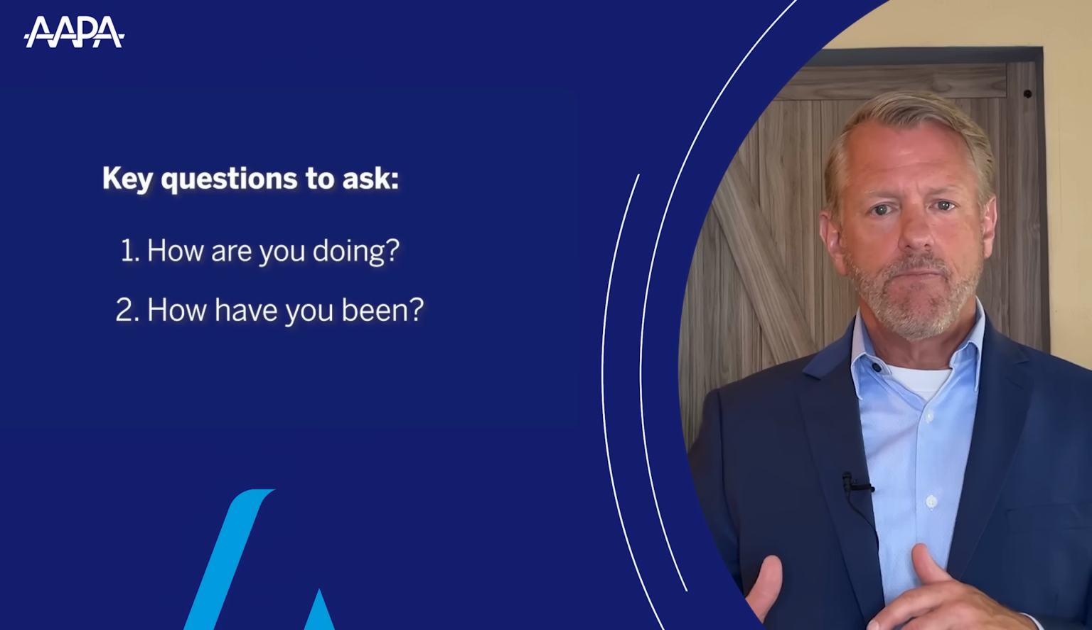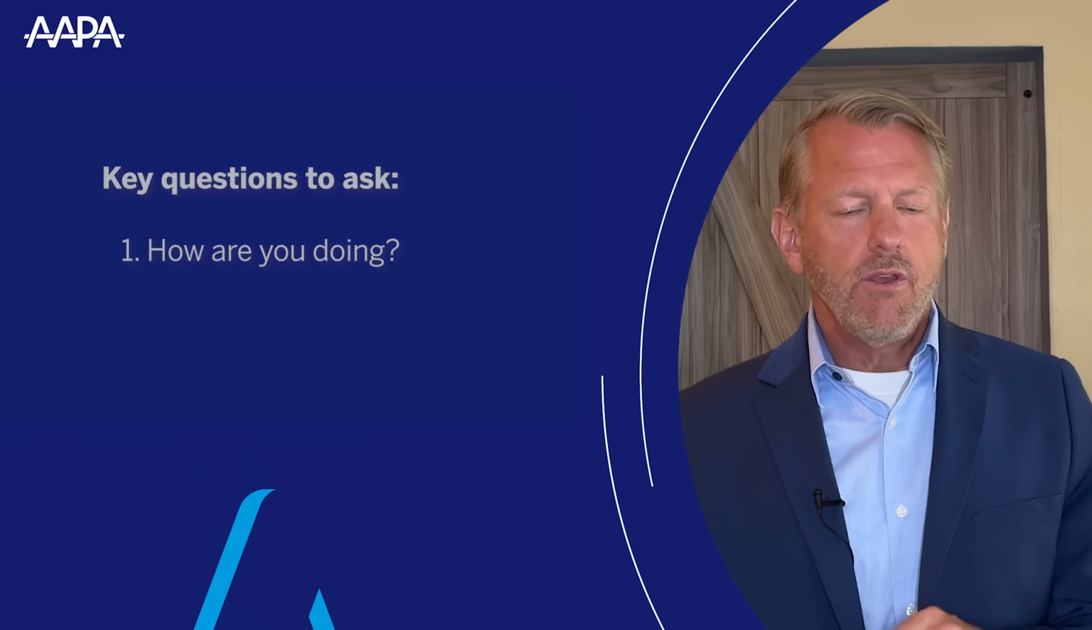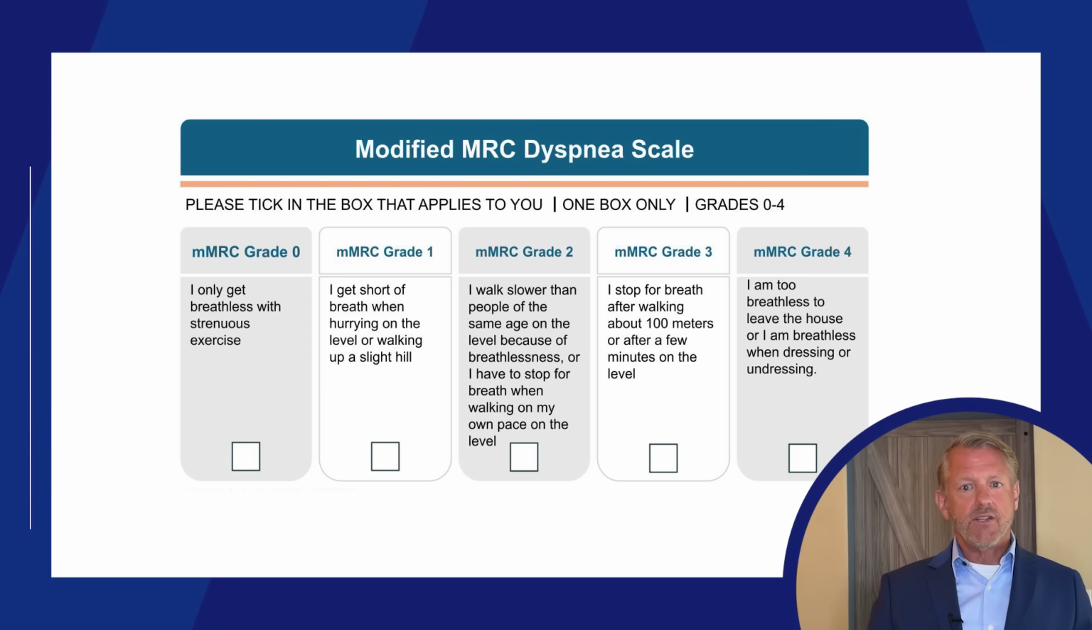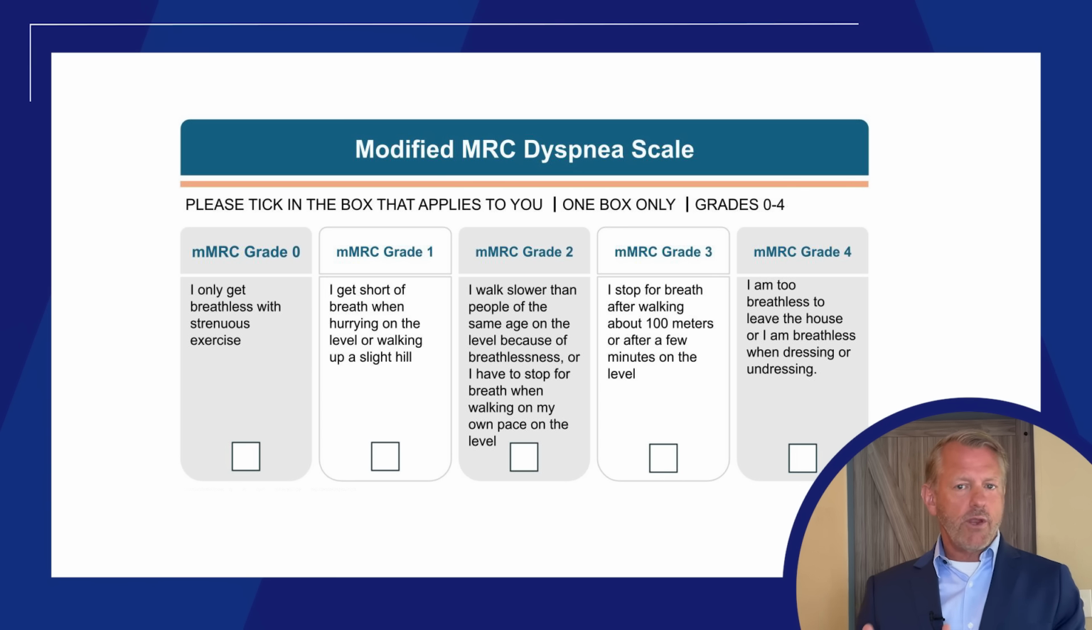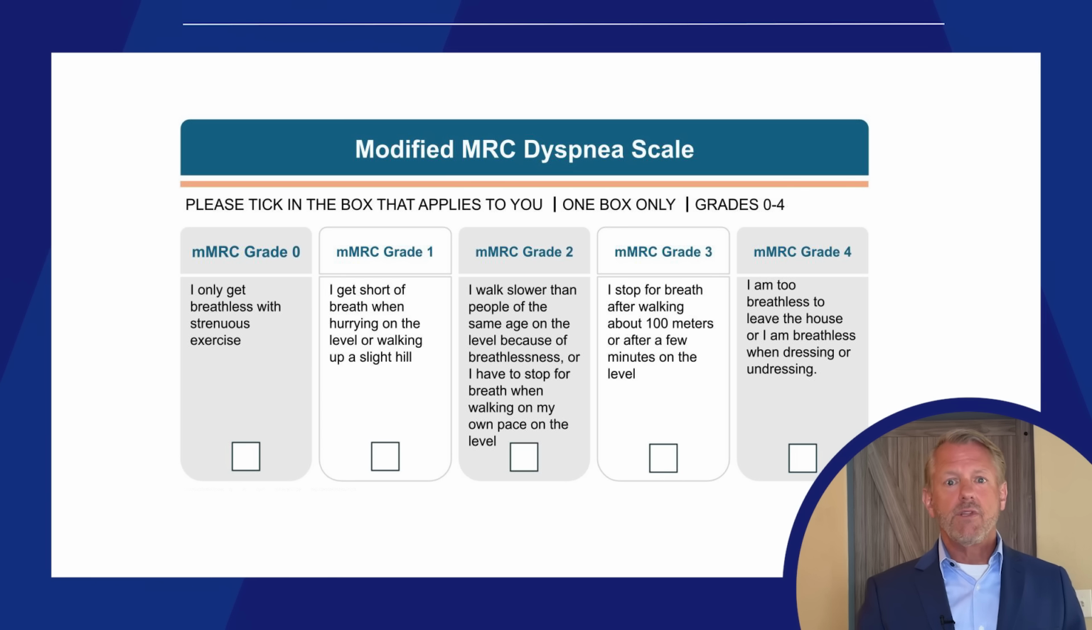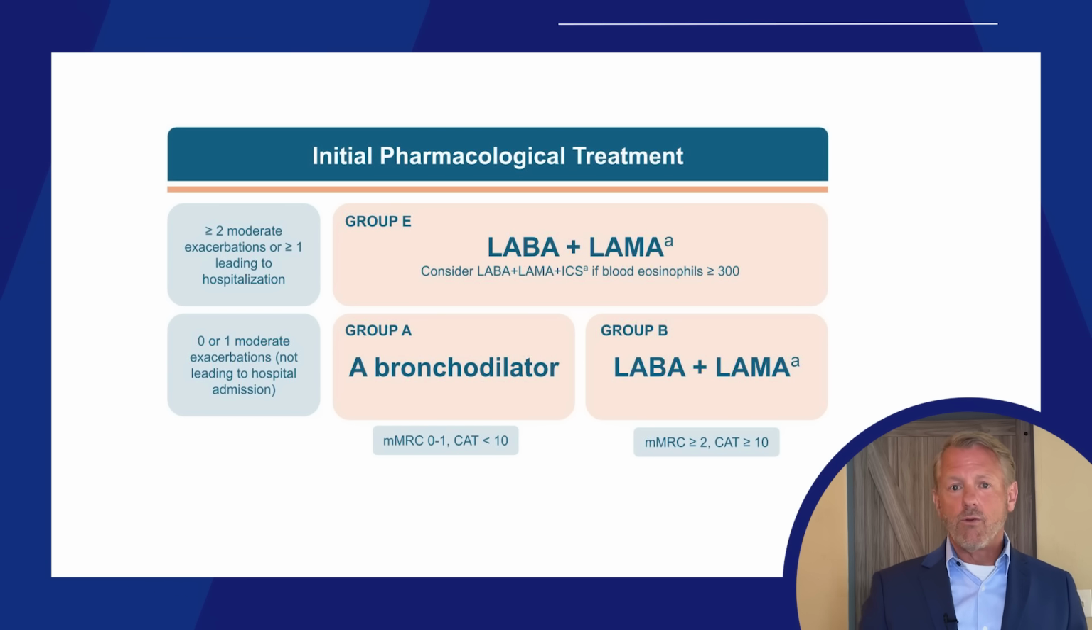with COPD. Now, when it comes to the how you're doing, there is a one-question test called the mMRC. This is a one-question test that gives you a score between 0 and 4. A 3 and 4 indicates greater symptoms, and 0, 1, or 2, less symptoms. On the GOLD guidelines, you'll see a treatment algorithm with the letters A, B, and E.